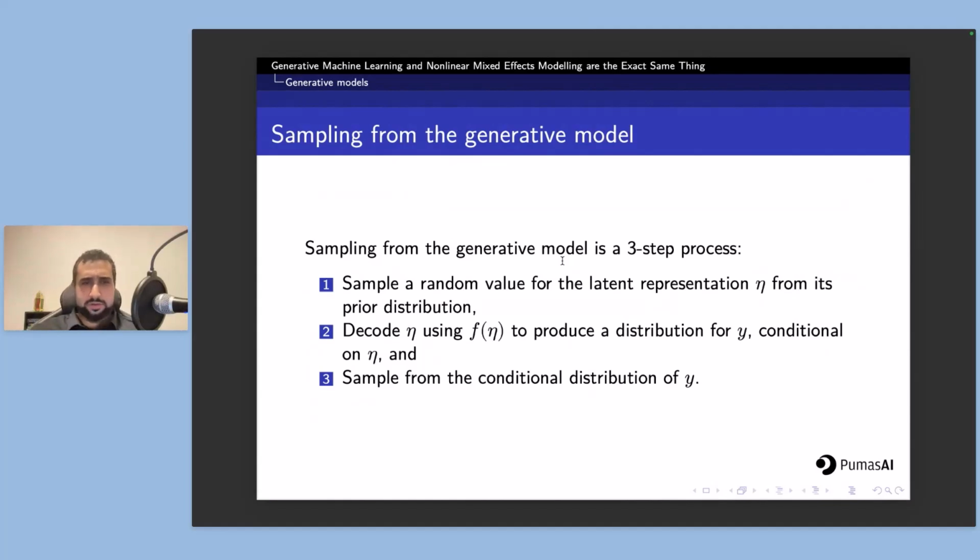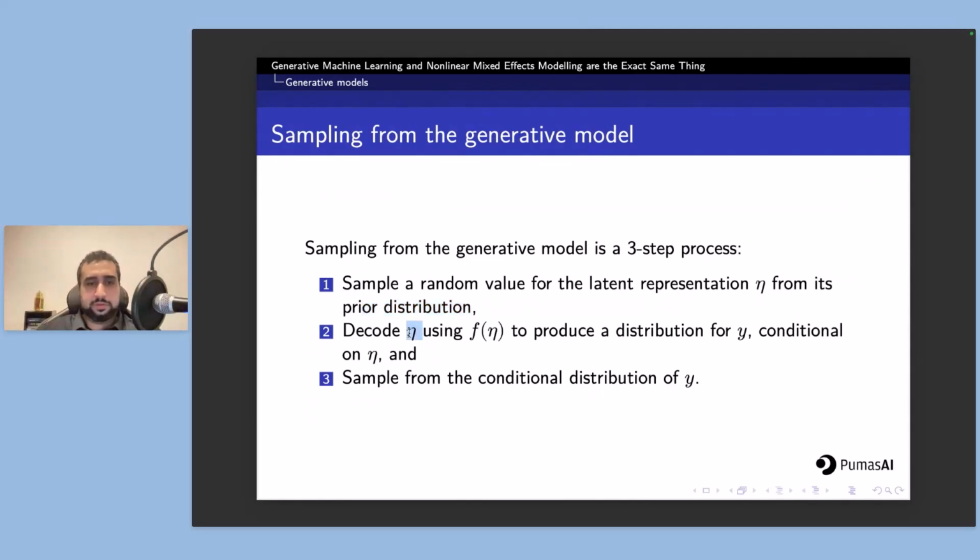So let's say we define the generative model. How do we go about sampling from that model? The sampling process from a generative model takes 3 steps, sometimes 2, but mostly 3. The first is to sample a random value for the latent representation, or the latent variable eta, from its prior distribution. If it's a standard Gaussian, we just sample some value from the standard Gaussian. If it's a uniform distribution between 0 and 1, we sample a value from a uniform distribution between 0 and 1. So this is whatever distribution we assigned.